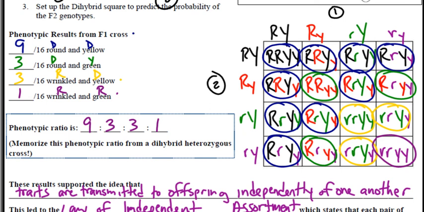Okay, that is it for dihybrid cross. Just like before, the best way to help you with this is to practice. Now there is a little bit of a shortcut you can use with the product rule, which we'll go over another day.